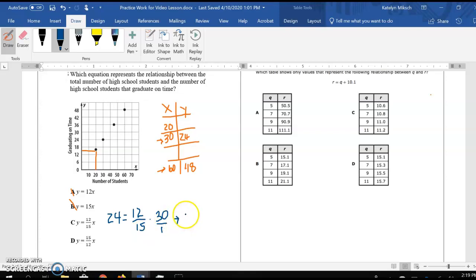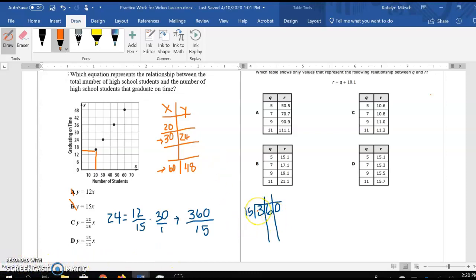12 times 3 is 36. So that means 12 times 30 would be 360. And again, I can go over to the side and work that out if I need to, just to make sure. And then 15 times 1 is going to be 15. Well, that's not quite 24, but this is an improper fraction, so I can simplify that and figure out what it would be. Because it's such a large number, I'm just going to go ahead and divide 360 by 15.